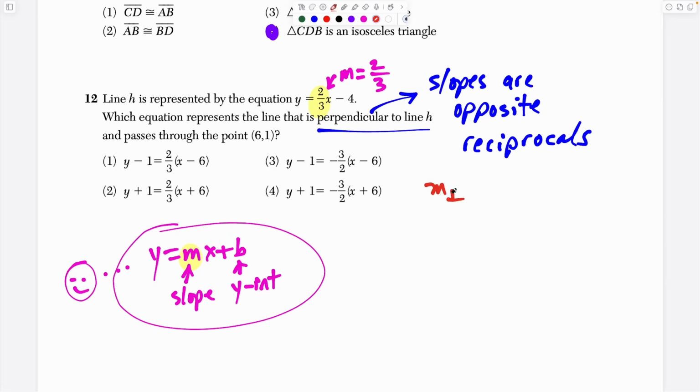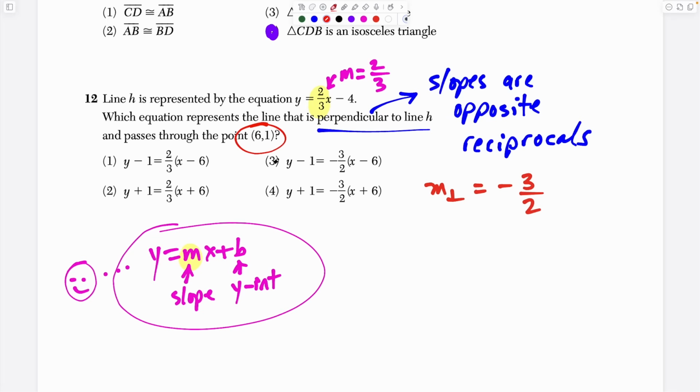So what we need to do, though, is take that slope and find the opposite reciprocal. So I'll say this is the slope of our perpendicular line, and I take the opposite of 2/3, which is going to be negative, and then the reciprocal tells me to flip. So my perpendicular slope is going to be negative 3/2. And now I could use the mx plus b formula and the point here that we were given, 6, 1.